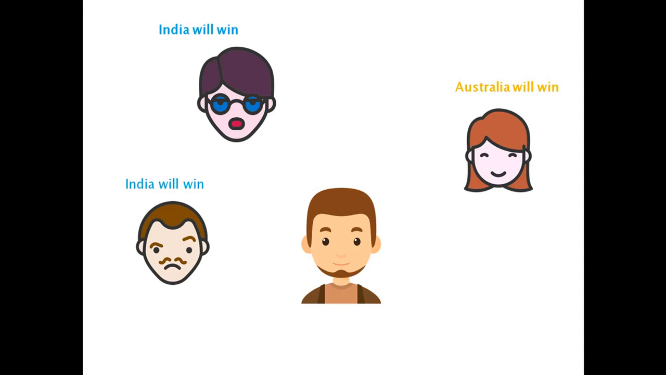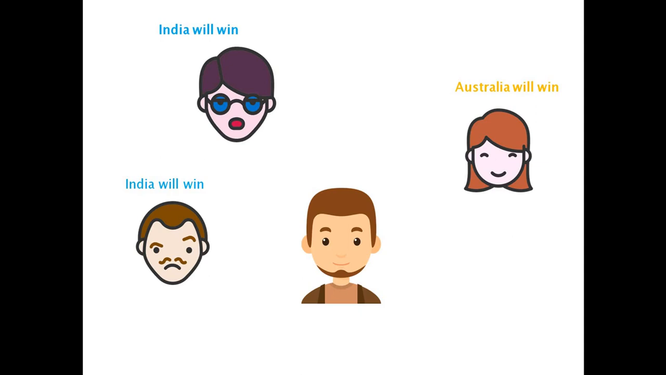So you want to decide which team will win. What you will do is consider your 3 neighbors, and you will decide from the majority. 2 people are telling that India will win and 1 person is telling that Australia will win. So we can decide that India will win, based upon the factor that the majority wins.